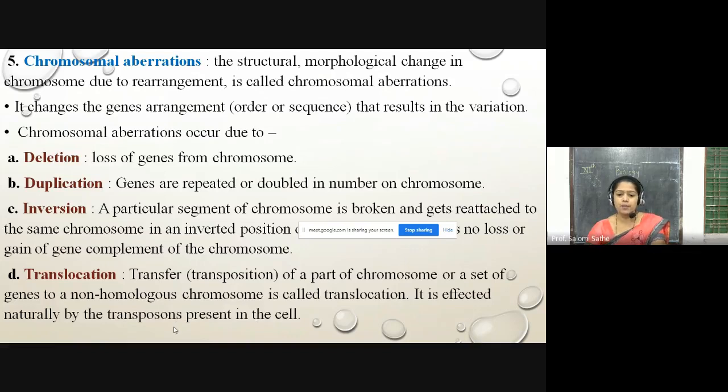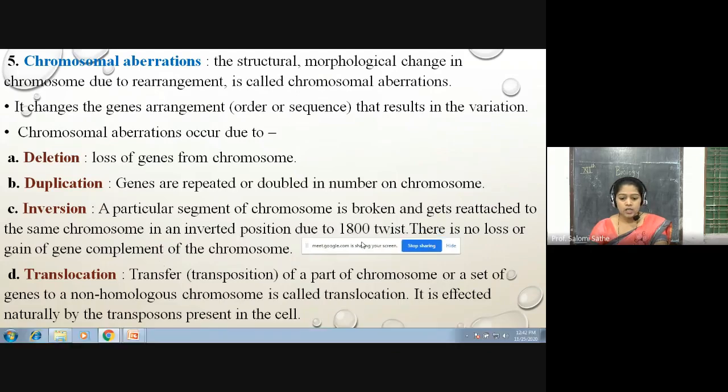Next, chromosomal aberration. The structural morphological change in the chromosome due to rearrangement is called chromosomal aberration. It changes the gene arrangement, order or sequence that results in variation. Chromosomal aberration occurs due to, first, deletion, means loss of gene from chromosome. Second, duplication. Genes are repeated or double in number on chromosome.